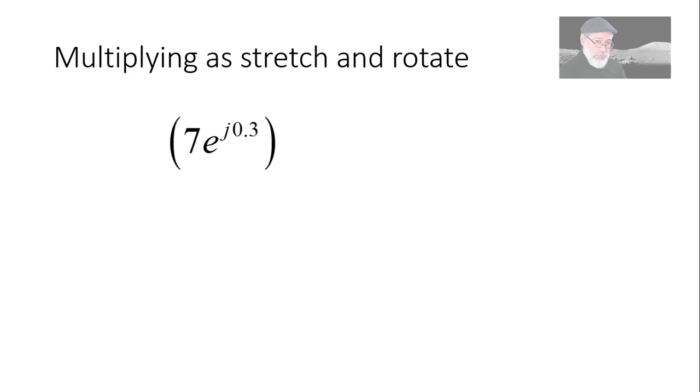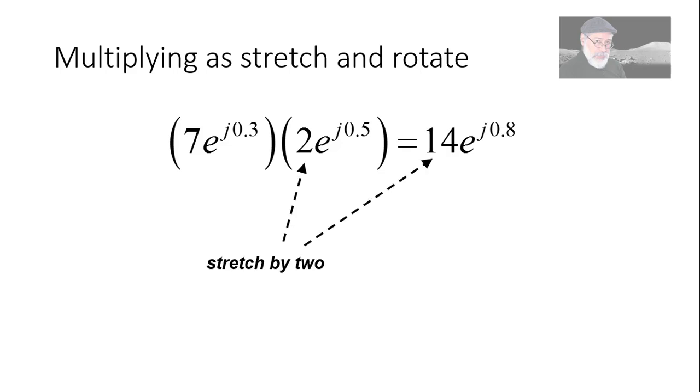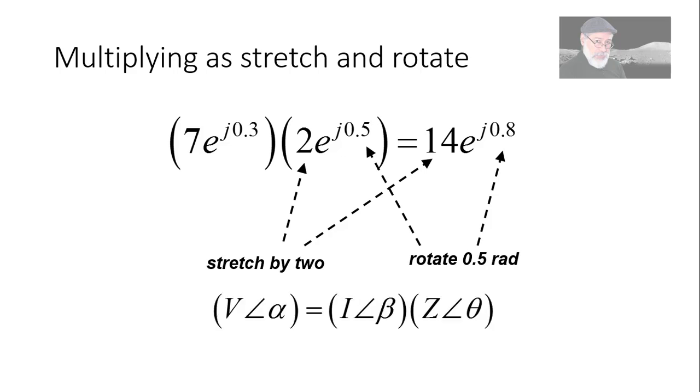Now, when we multiply a complex number by another, we are stretching and we are rotating. When we multiply 7 with 0.3 radians by a complex number 2 with 0.5 radians, we are stretching 7 by 2, and we are rotating that number, 0.3 radians, by 0.5 radians. It's stretch and rotate. I want you to visualize a multiplication of two complex numbers as a stretch plus rotation. Why? Because we shall see we have Ohm's law with complex numbers. Amps times ohms is volts. You stretch the current by the value of the impedance Z in ohms, and you rotate the current angle beta by the angle of the impedance theta.